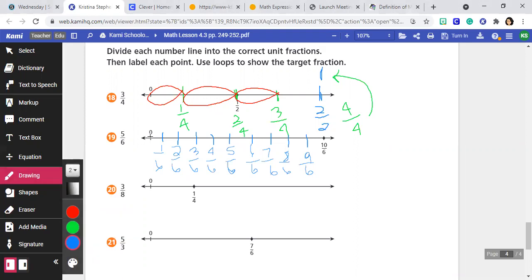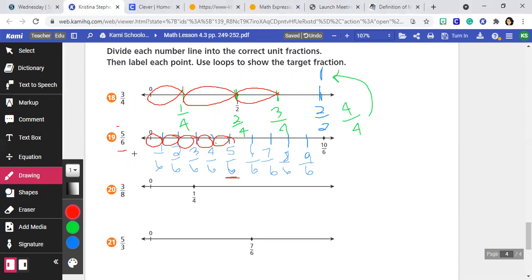Now I'm going to use a loop to represent the target fraction that we're being asked to identify. And 5/6 is the target fraction. Because my numerator is less than my denominator, I know that it's going to be underneath 1. It's between 0 and 1. Better way to say that there. So let's loop 5 sections. 1, 2, 3, 4, 5. And there is our target number of 5/6. It matches.